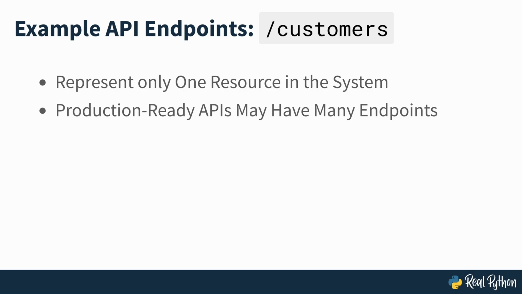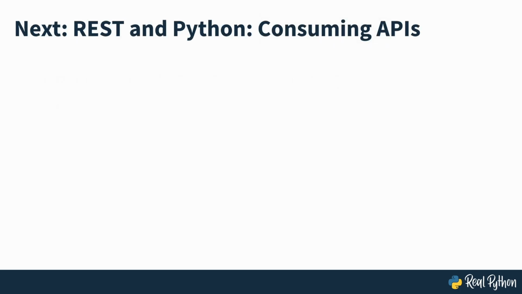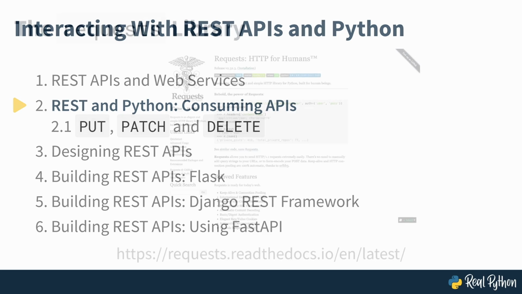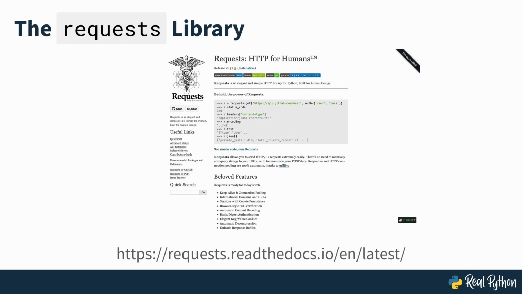So now that you know what REST APIs are, next you'll take a look at how you can consume them with Python. REST and Python, consuming APIs. In the next two parts of the course, you'll see how to consume APIs with Python. To write code that interacts with REST APIs, most Python developers turn to requests to send HTTP requests.